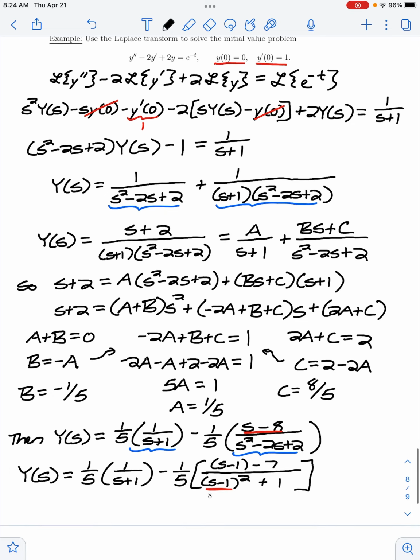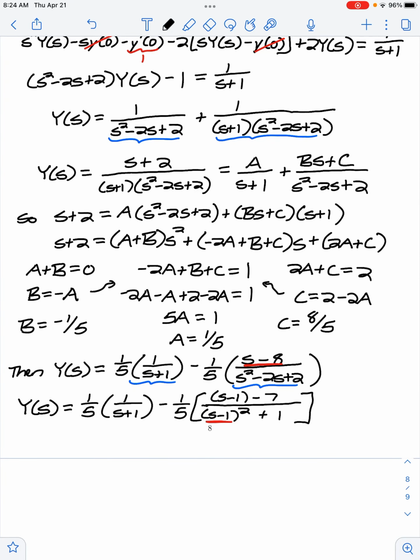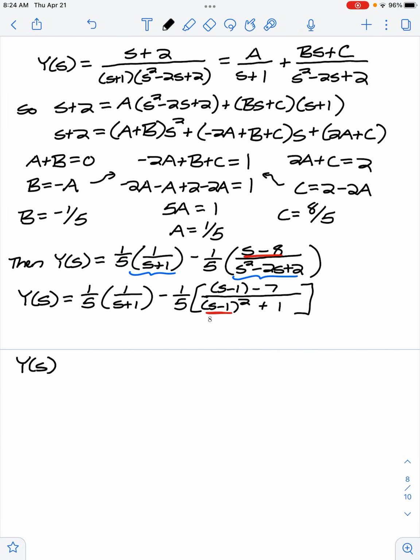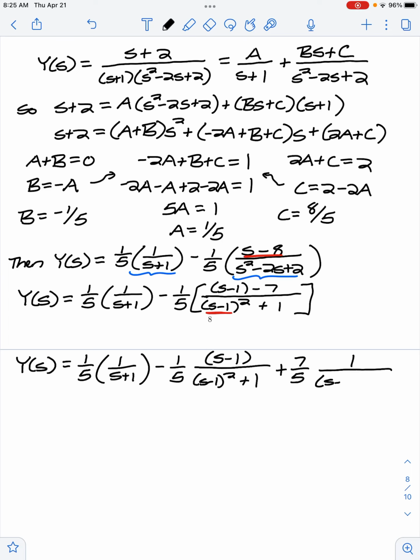And if I split up this second part of my capital Y expression, I have capital Y is 1/5 of 1 over s plus 1 minus 1/5 of s minus 1 over s minus 1 squared plus 1, and then a plus 7/5 of 1 over s minus 1 squared plus 1.